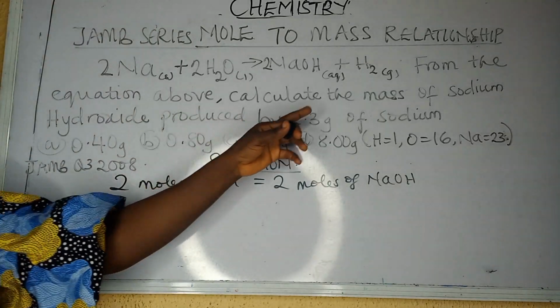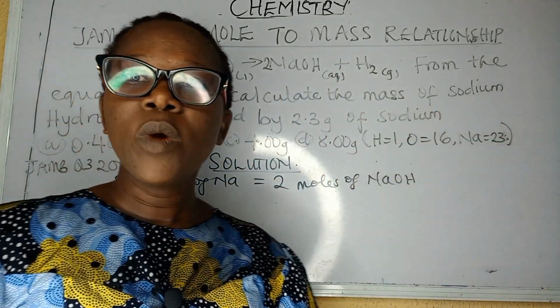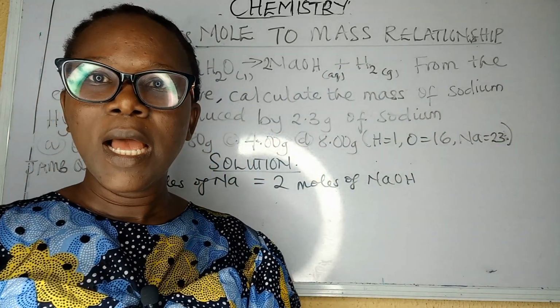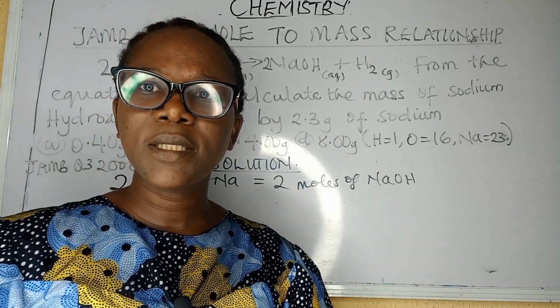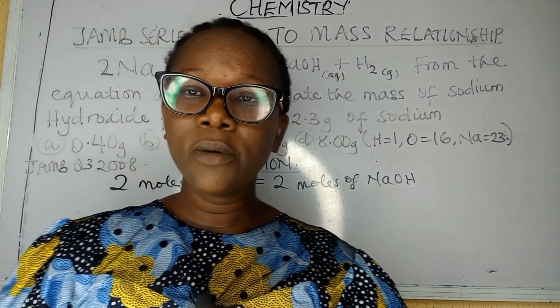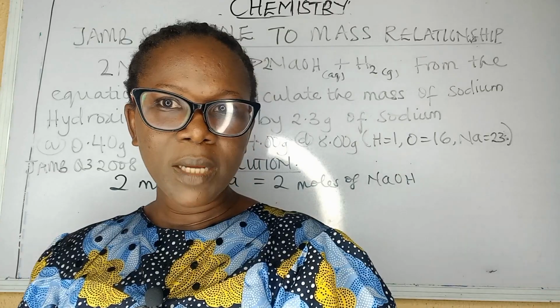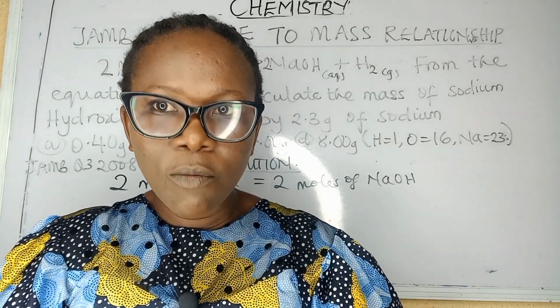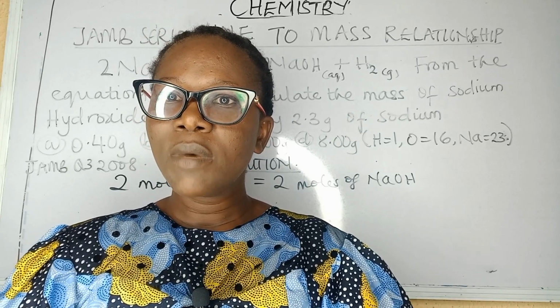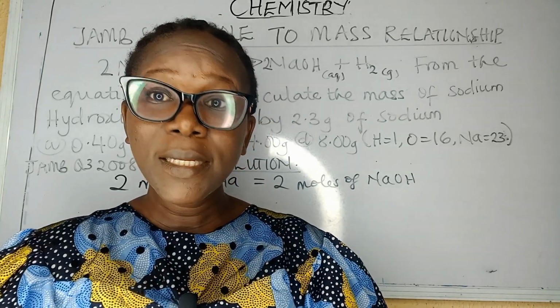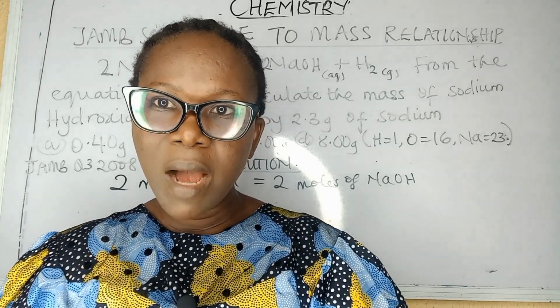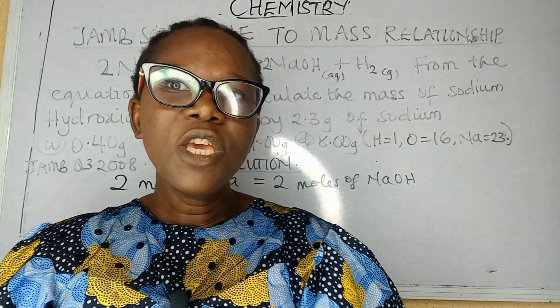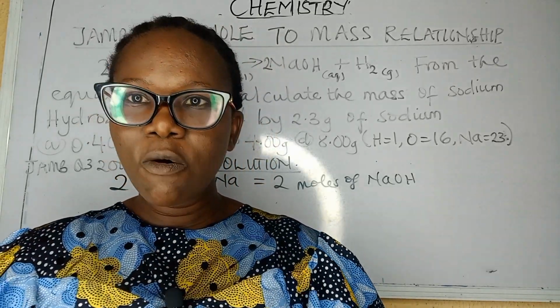Now, the question is asking us to calculate the mass. So we need to change the mole to mass. And what's the relationship between mole and mass? 1 mole of any compound is its molar mass. That is, 1 mole of any compound contains the molar mass of that compound. How do we calculate molar mass? By adding all the atomic mass or mass number of each of the elements in the compound together.